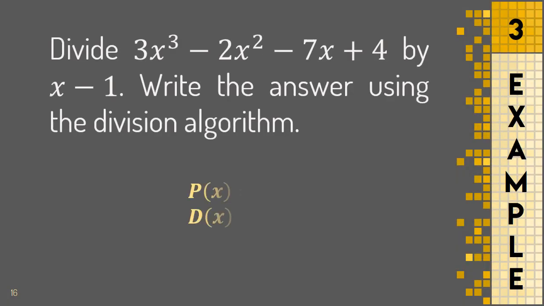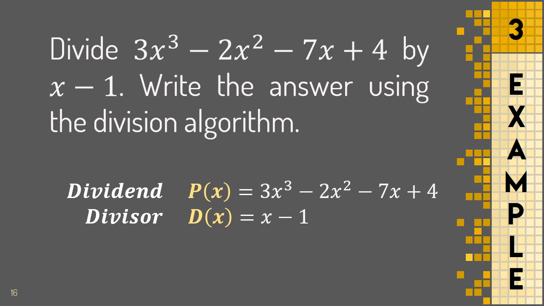For example, we are to divide 3x cubed minus 2x squared minus 7x plus 4 by x minus 1. And then we have to write the answer using the division algorithm. Given here is p of x, which is equal to 3x cubed minus 2x squared minus 7x plus 4, and d of x, which is equal to x minus 1, which are the dividend and the divisor respectively.